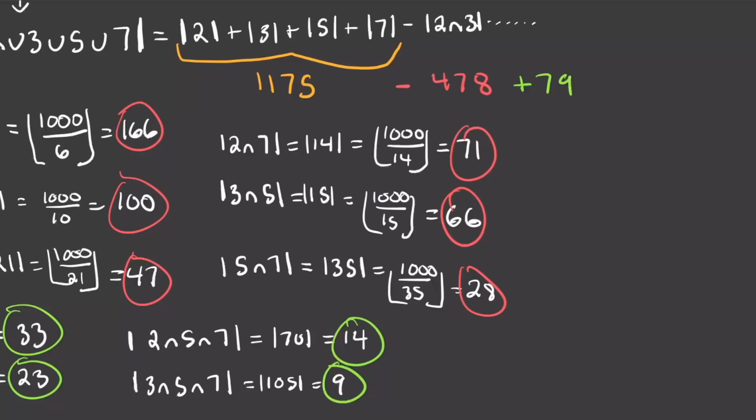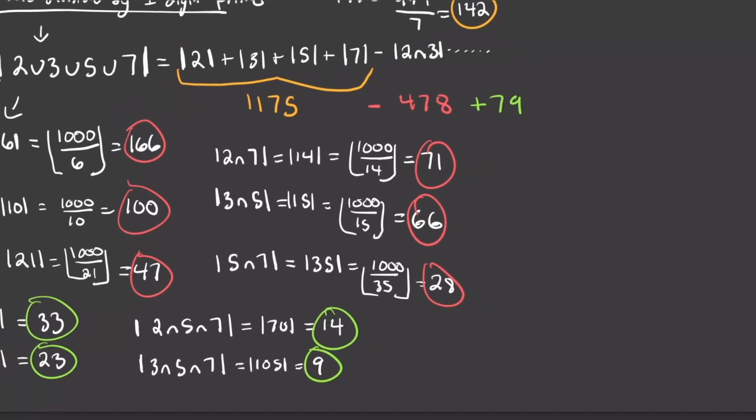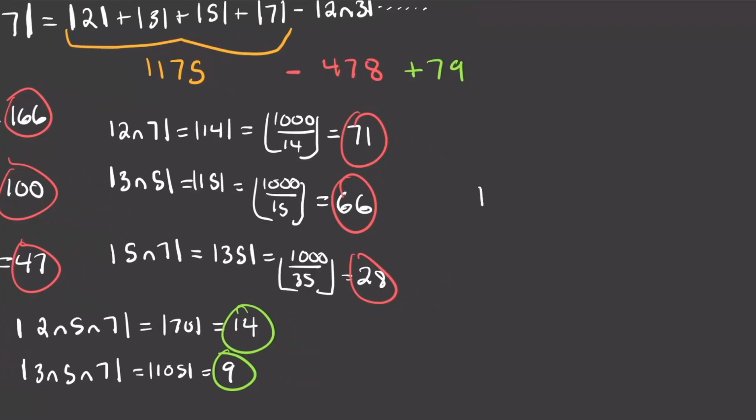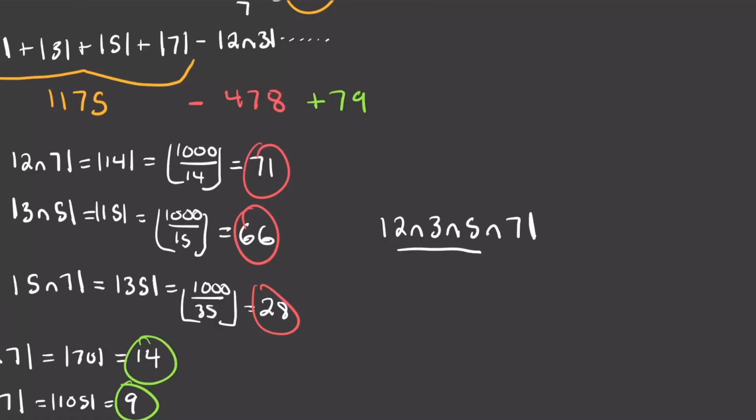And now finally, we just need to subtract off our one quadruple intersection, right? That's going to be the intersection between 2, 3, 5, and 7. The numbers divisible by all 4 of them. 2 times 3 times 5 is going to be 30, and then 30 times 7 is going to be 210. So all the numbers divisible by 210 between 1 and 1000, of which there are 4. So now we just have to subtract off this 4 for our quadruple intersections right here.